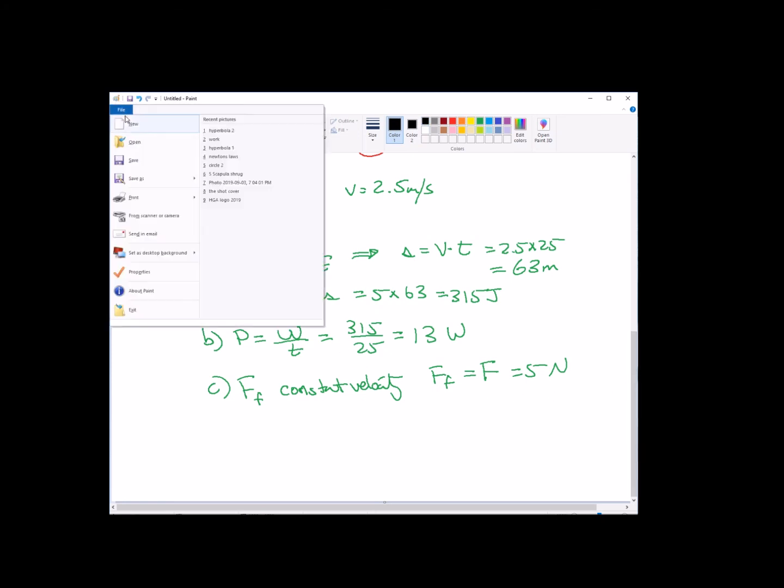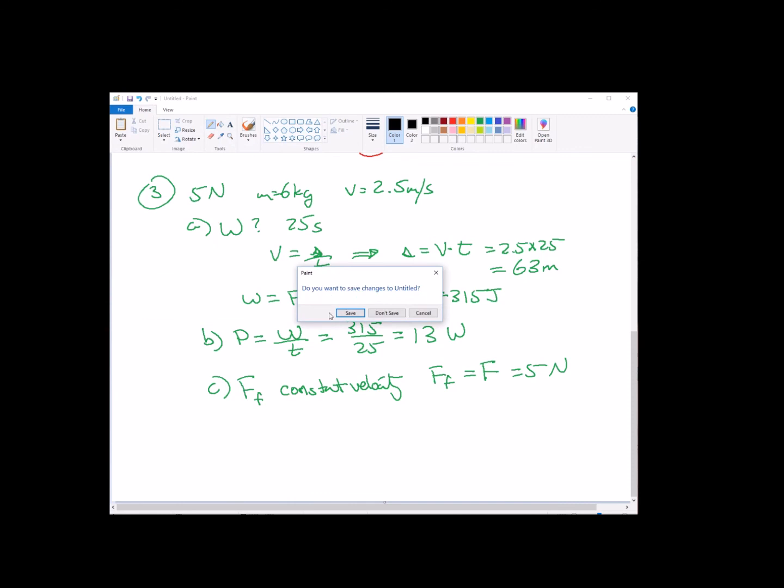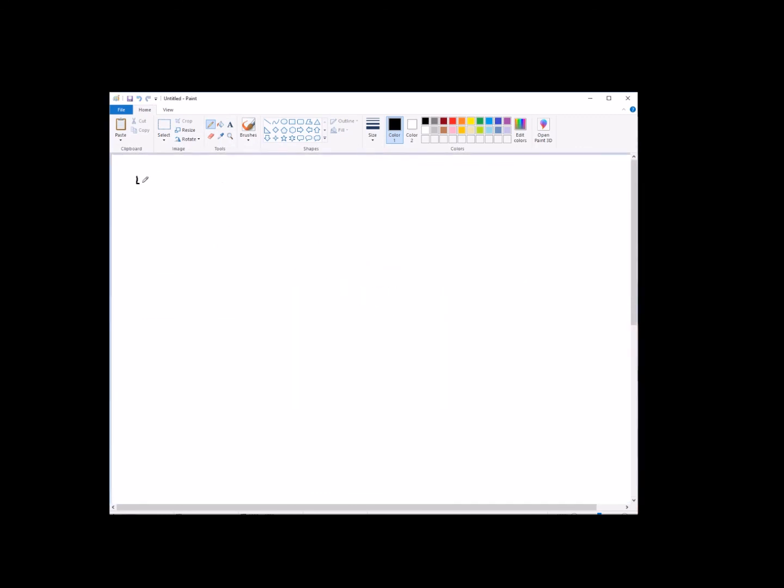New page. Don't save. Number 4 says, an elevator and its passengers have a mass of 1,300 kilograms. So 1,300 kilograms. Let's write that down first. The elevator's engine causes it to rise to the 12th floor in 75 seconds. So 75 seconds over a distance of 40 meters. So 40 meters. So we have our mass, we have our time, we have our displacement.